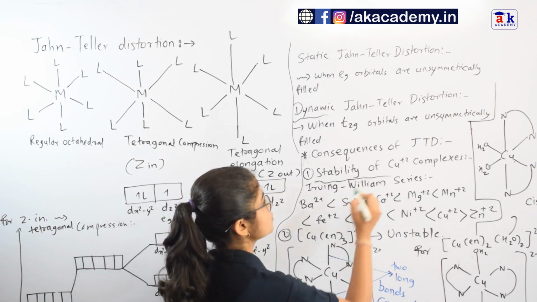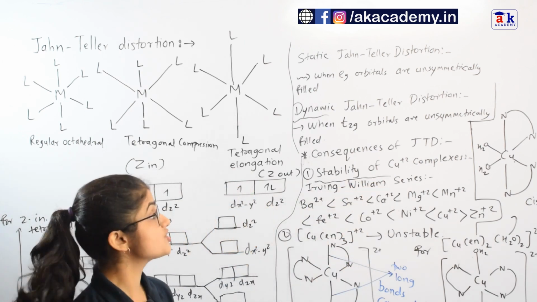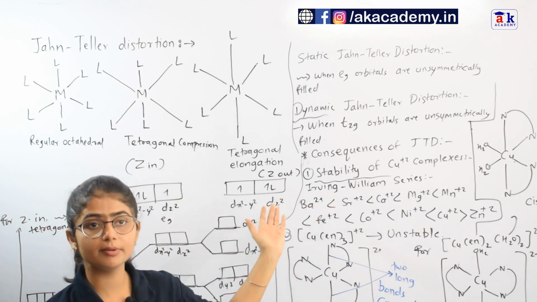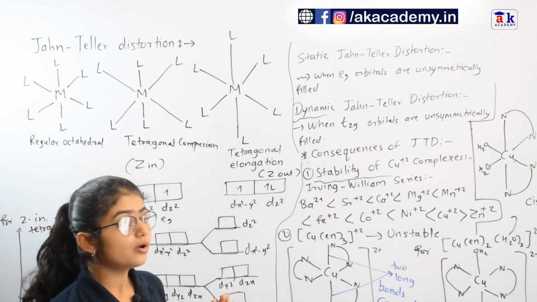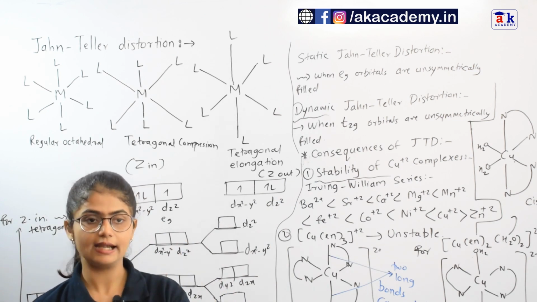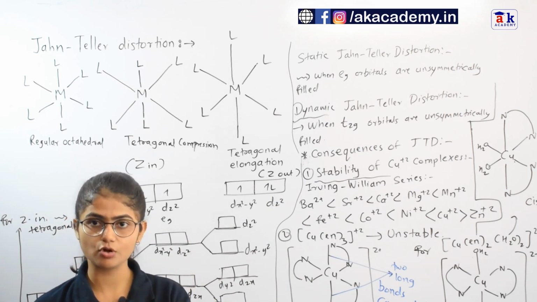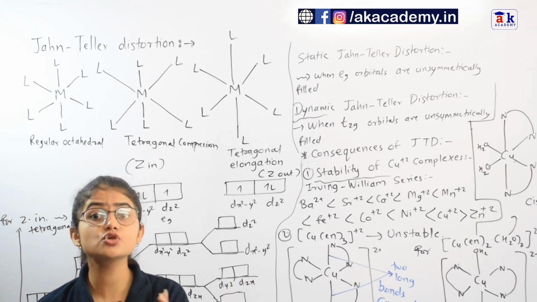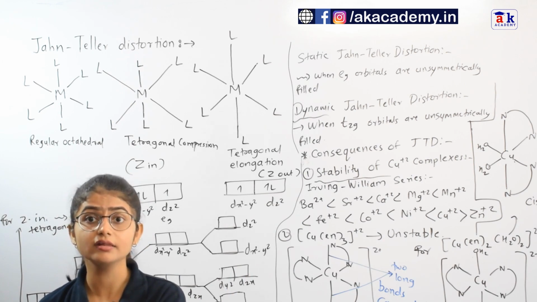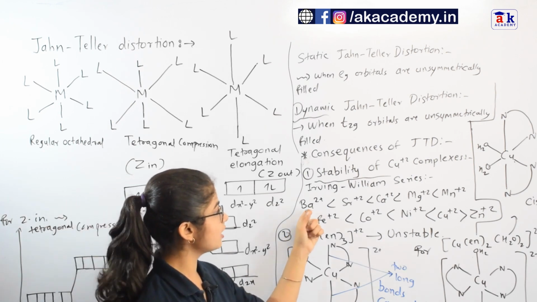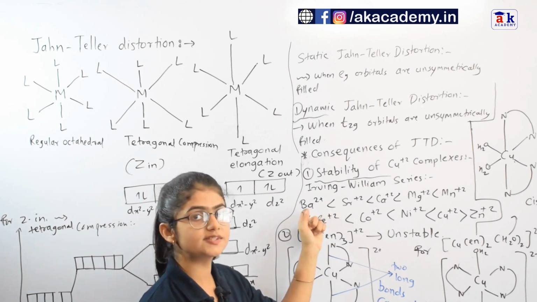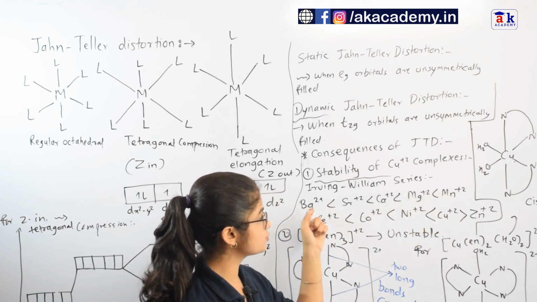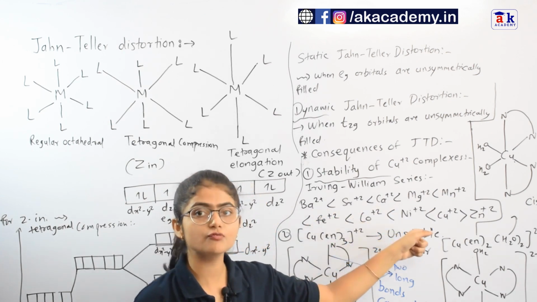So the very first consequence of Jahn-Teller distortion is the stability of Cu²⁺ complexes, which is given by the Irving-Williams series. For a given ligand and a metal ion in the same oxidation state, the stability of complexes increases as the size of the central metal ion decreases. If you see this particular series, the size of the central metal ion decreases, and as soon as the size decreases, the stability of complexes increases.